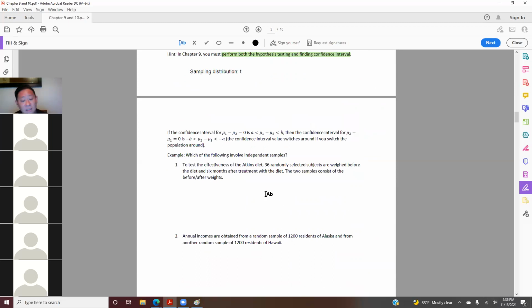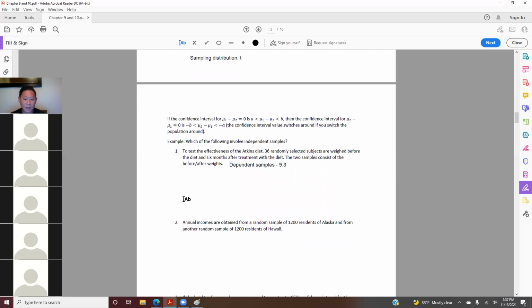To test the effectiveness of the Atkins diet, 36 randomly selected subjects are weighed before the diet and then 6 months after the treatment with the diet. So the two samples consist of before and after weights. Is this independent samples or a dependent sample? It's a dependent sample, so you will need 9.3 here. Okay, next section.